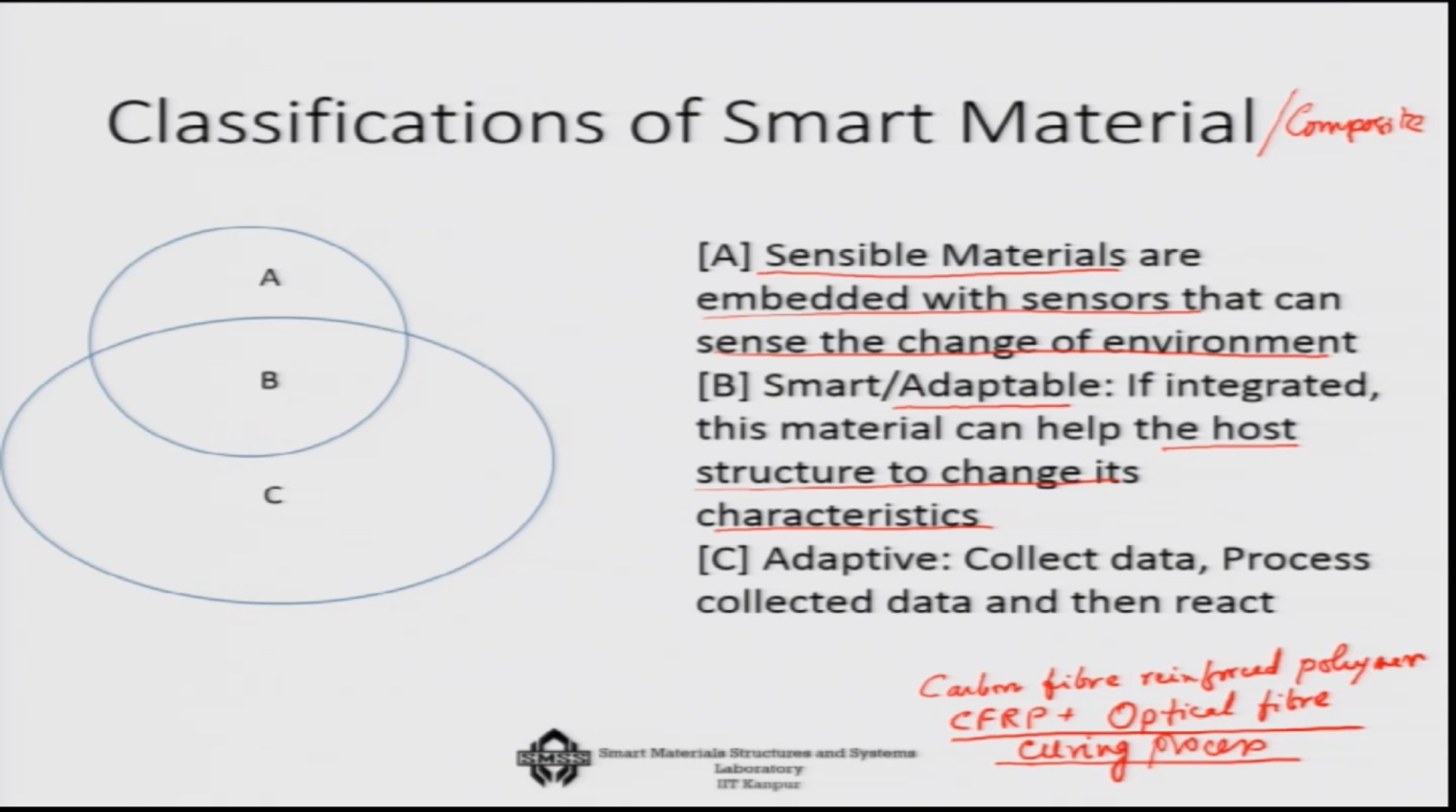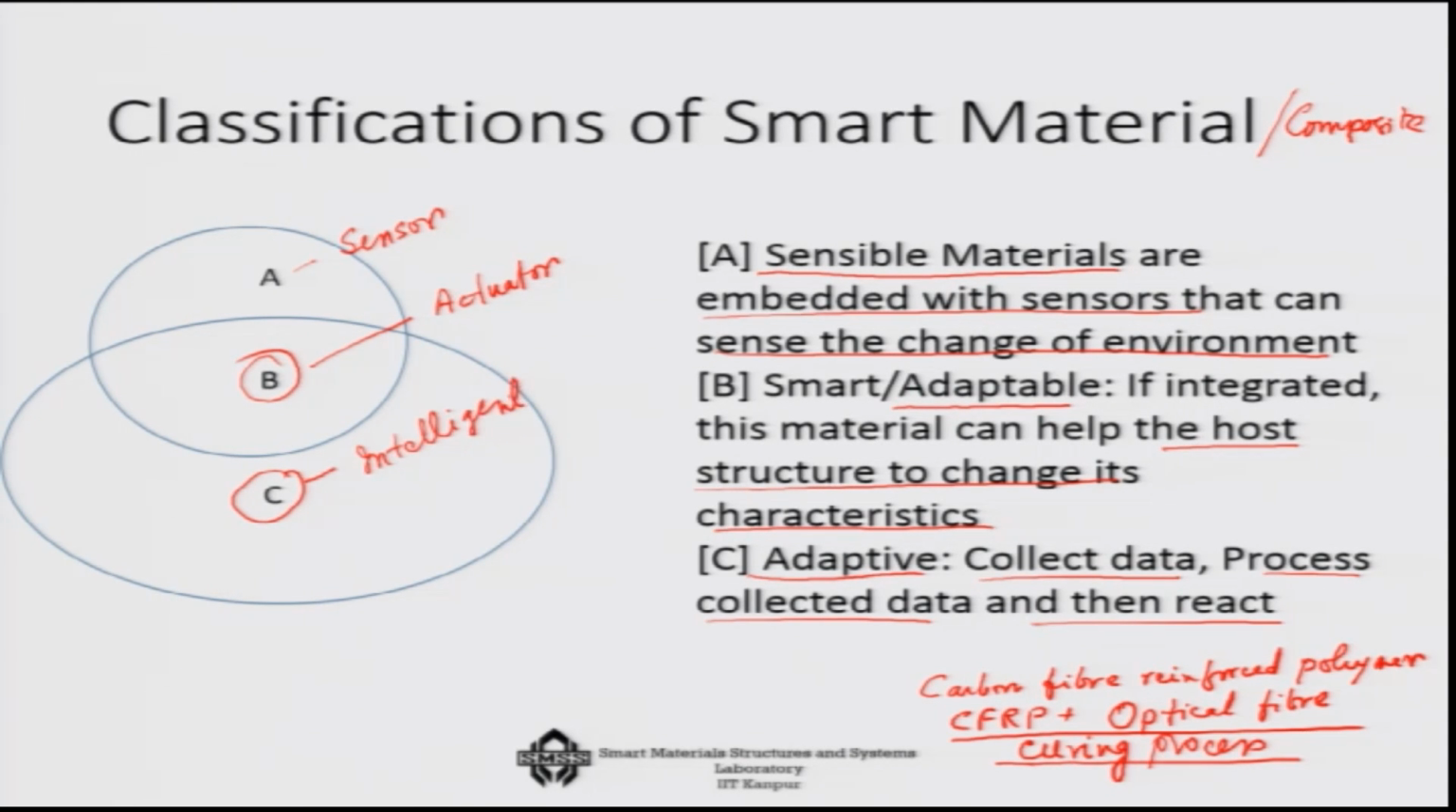So, all these things are actually in category B, that is adaptable. You can more or less think in this manner that A is related to sensor and group B is related to actuator, and finally, group C. Group C are the adaptive ones, which can not only sense or actuate, but after collecting the data, process the collected data and then react. So, that is the maximum degree of smartness that you can achieve, and this is an intelligent system.